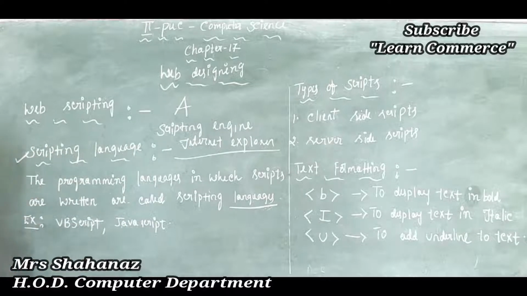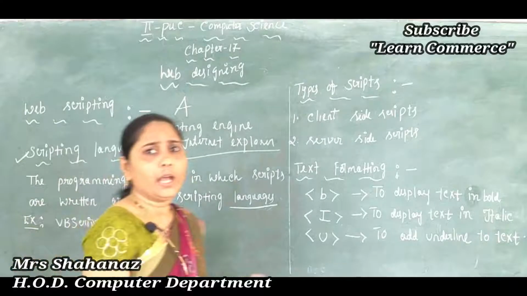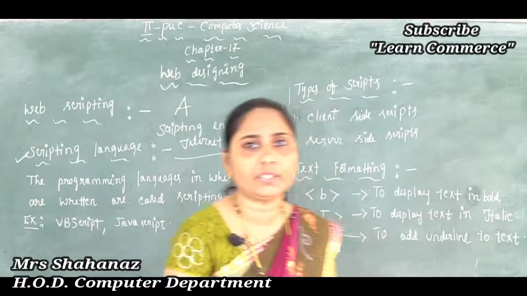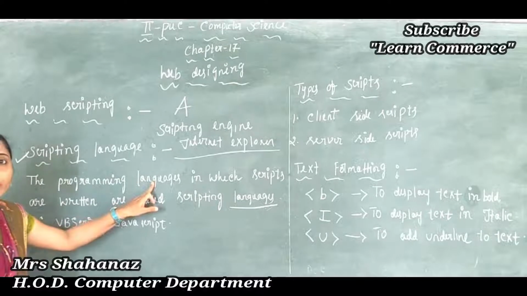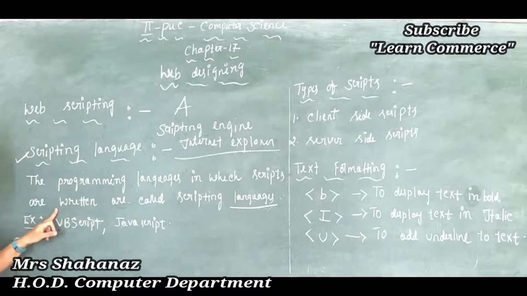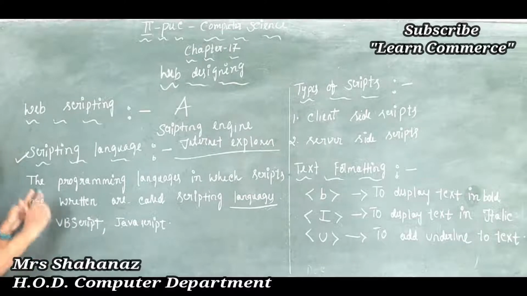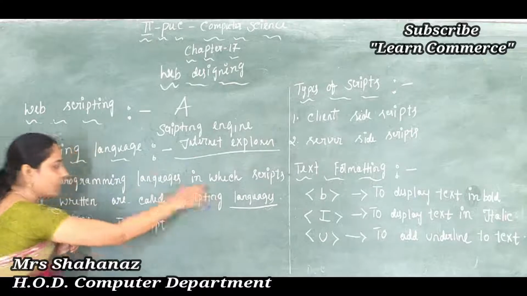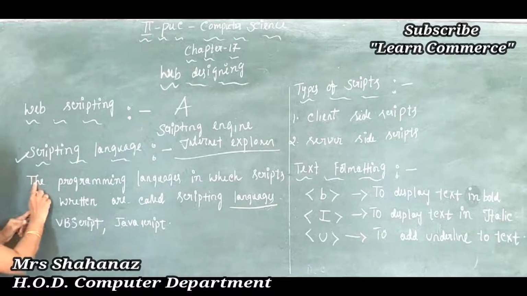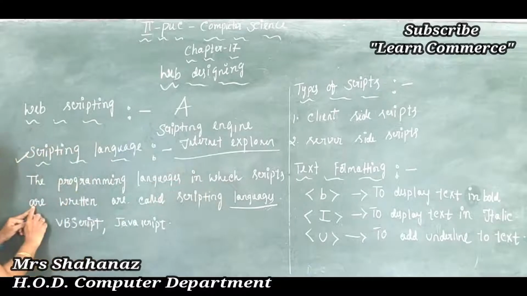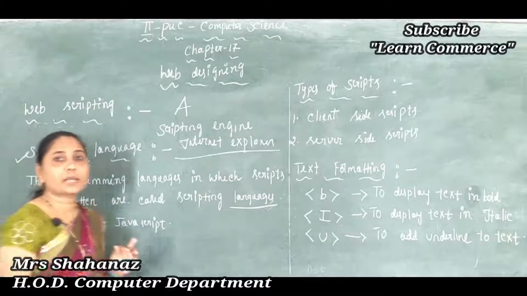Next one is about scripting language. Now what is a scripting language, or which language is called a scripting language? We can say that it is the programming languages in which the scripts are written. Written, spelled WRITTEN. We know the meaning of script now, that means creating some words in our web page. So the programming languages in which the scripts are written are called scripting languages.